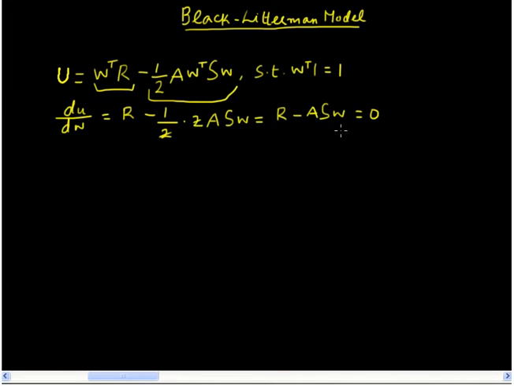Now what Black and Litterman did was, rather than solving for optimum weights, they argued that weights are already observed in the market, and therefore we can compute them using market capitalization. What they did therefore was to reverse the problem. They solved for R from this equation here. So if we do that, what we are going to see is that R is going to be simply equal to the risk aversion parameter A times the variance covariance matrix S times the market weights.